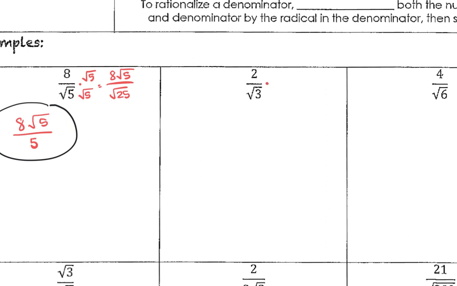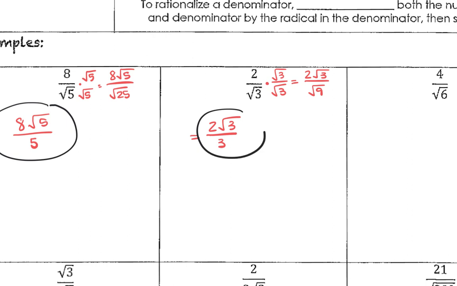Multiply the numerator and the denominator by radical 3. So then we get 2 radical 3 over radical 9. And then simplify your numerator and denominator. Our numerator does not simplify, so it stays 2 radical 3. However, the square root of 9 is 3, so our denominator does simplify.